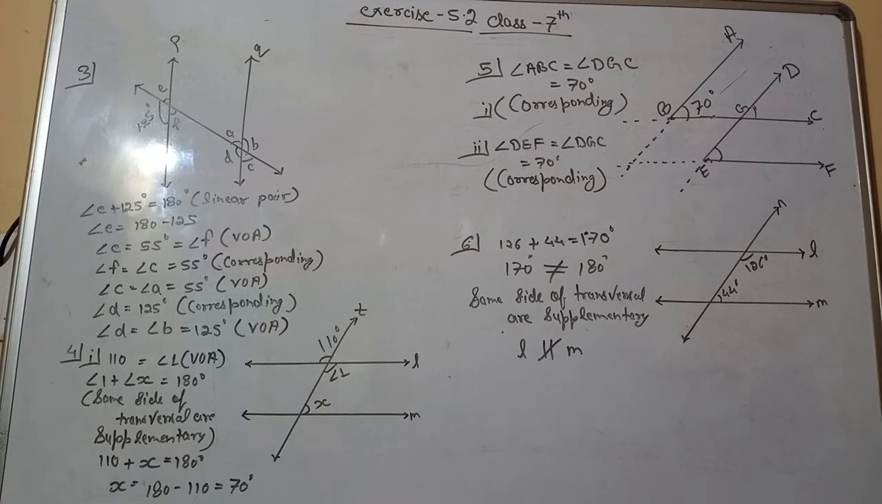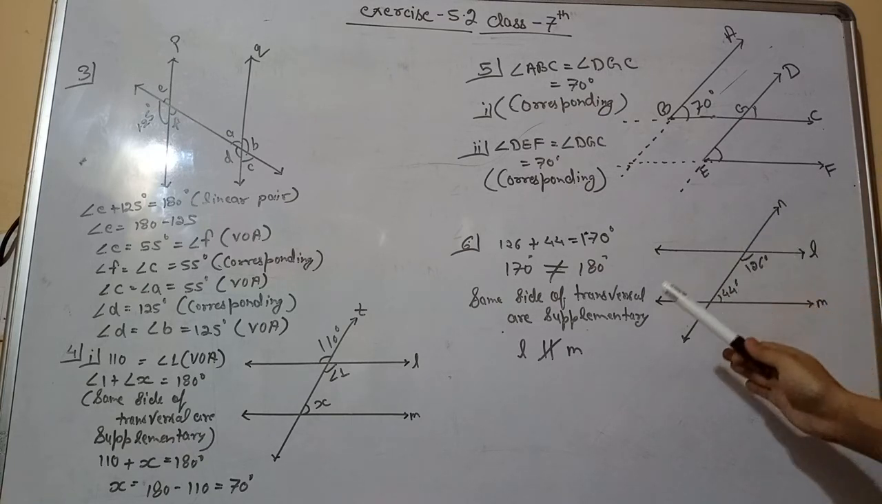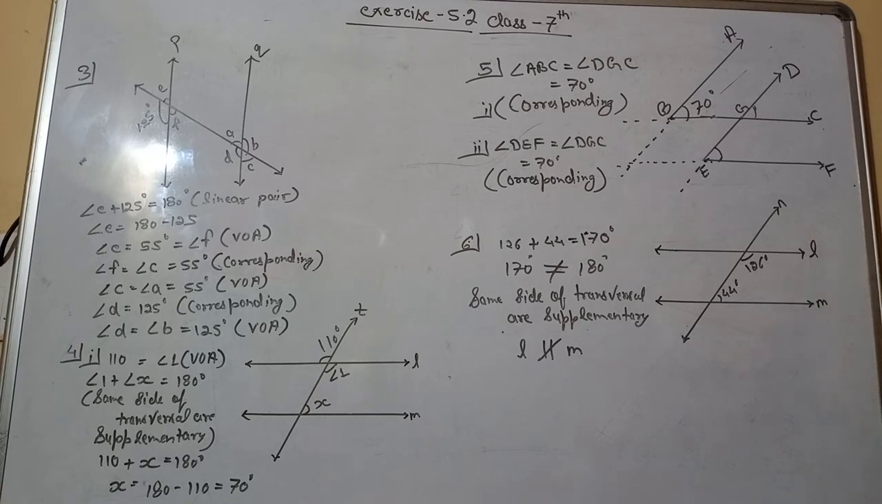Now the last question. In the figures given below, decide whether L is parallel to M or not. We know that these are the two interior angles on the same side of a transversal. In the case of parallel lines cut by a transversal, the angles on the same side of the transversal are supplementary, meaning the sum of these two angles should be 180 degrees for L and M to be parallel.